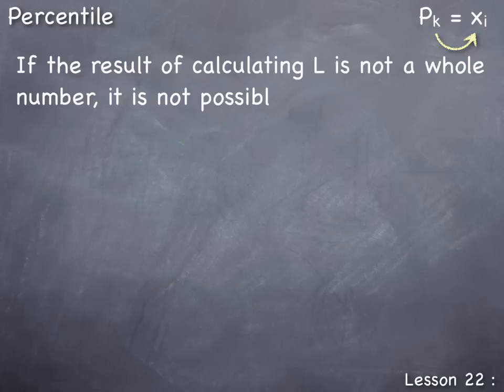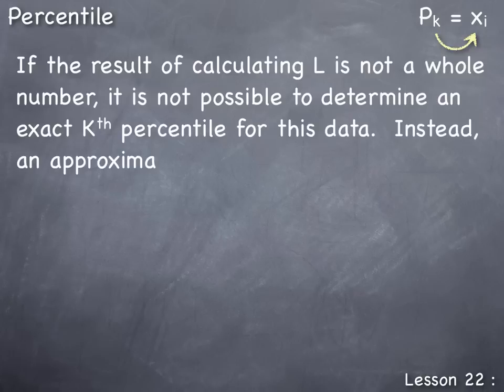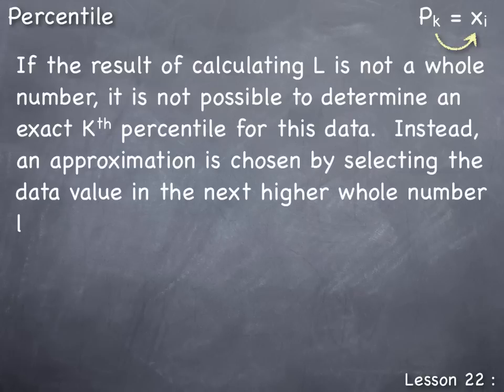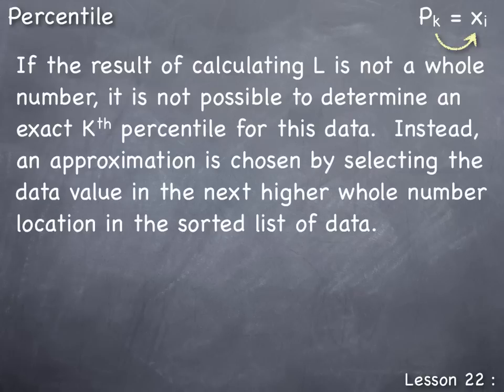If the result of calculating L is not a whole number, it is not possible to determine an exact kth percentile for this data. Instead, an approximation is chosen by selecting the data value in the next higher whole number location in the sorted list of data. So if the calculation of the L value results in a value that is not a whole number, that is some decimal, then we need to change the L value to the next higher whole number in the sorted list of data to locate our percentile.